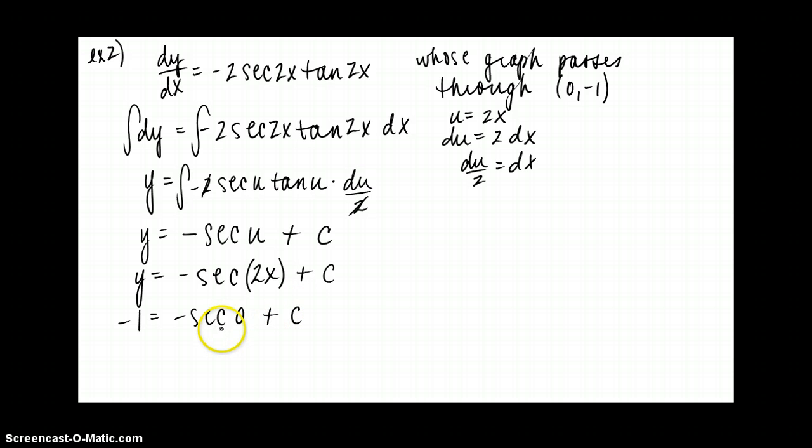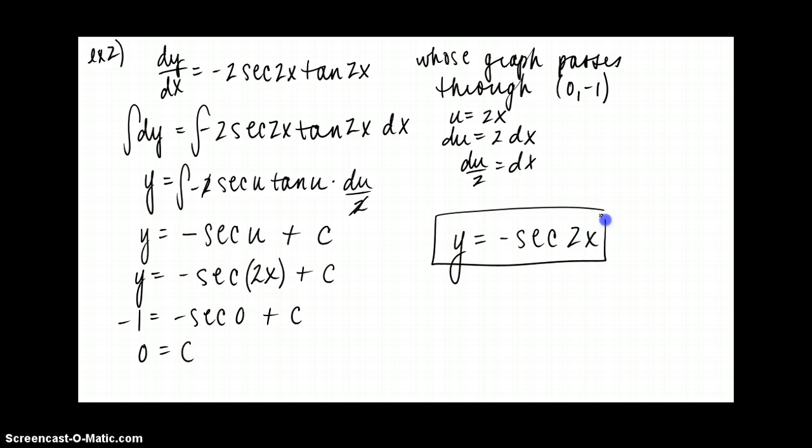Secant is a reciprocal of cosine. Cosine of 0 is 1. So c is just equal to 0 anyway. So our particular solution is just y equals negative secant of 2x.